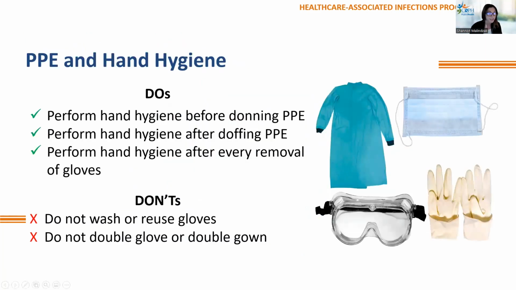When it comes to PPE and hand hygiene, do perform hand hygiene before donning and after doffing your PPE. Hand hygiene should be performed after the removal of gloves. Don't wash your gloves or reuse your gloves, and do not double glove or double gown. Let's walk through an example. A CNA is helping a resident move from the bathroom back to the bed and hears the resident next door yelling for assistance. As the CNA leaves the first resident's room to go help, they remove their gloves, perform hand hygiene with ABHR, enter the next room, and place a new set of gloves on before helping the fallen resident. Remember, we must change gloves after every resident interaction and perform hand hygiene in between every glove change. Use a new set of gloves for every task and never reuse gloves.